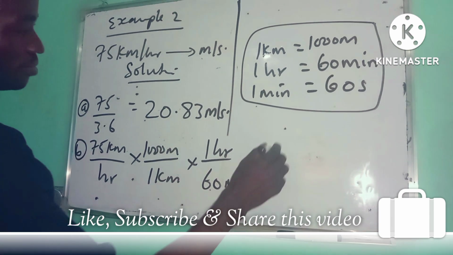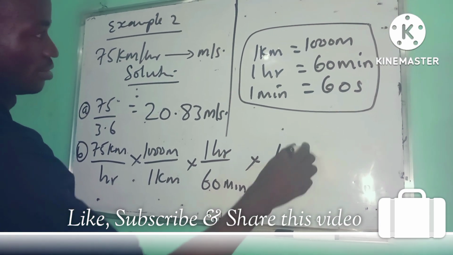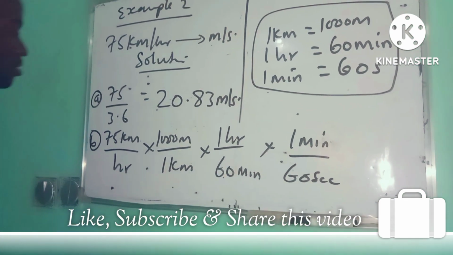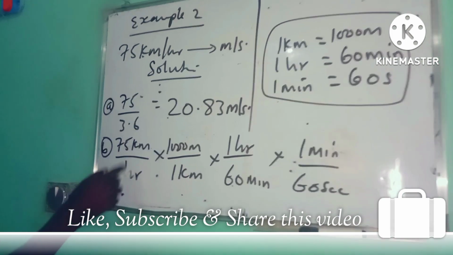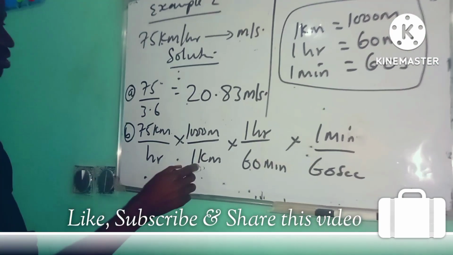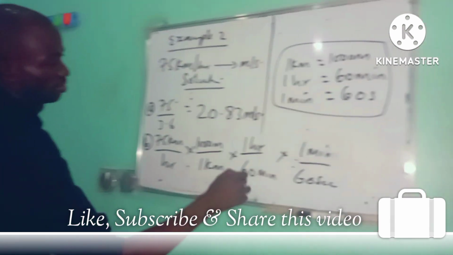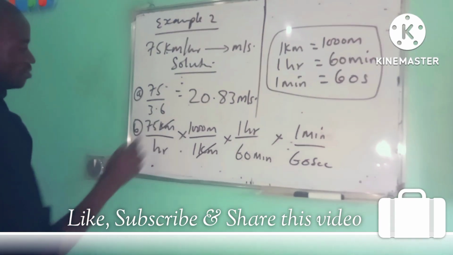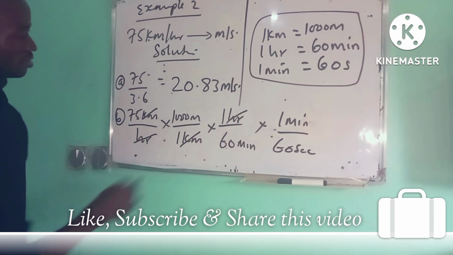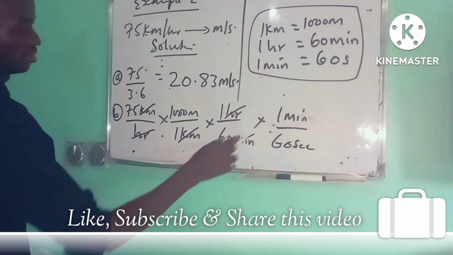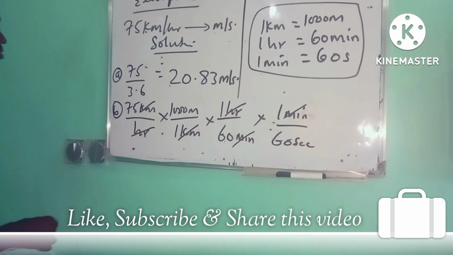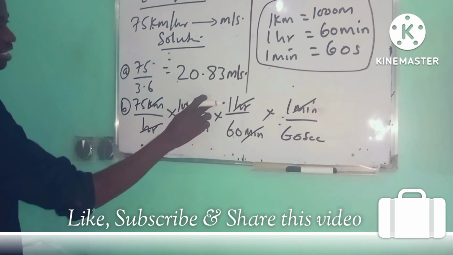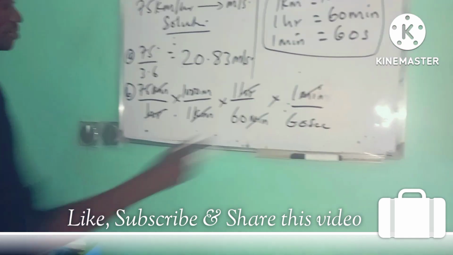Times 1 minute upon 60 seconds. Yes, 75 kilometer upon this, times 1000 by this, times 1 hour by this, times this, so that this can cancel, get rid of this, get rid of this. That's good. So you can see that at the numerator, the only unit left is meter. In the denominator, we have one second, which is correct.